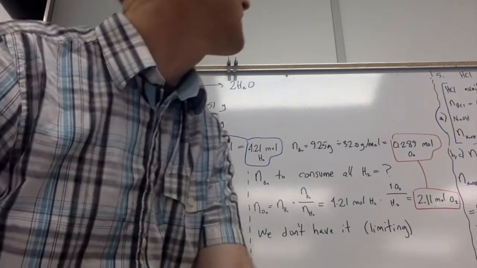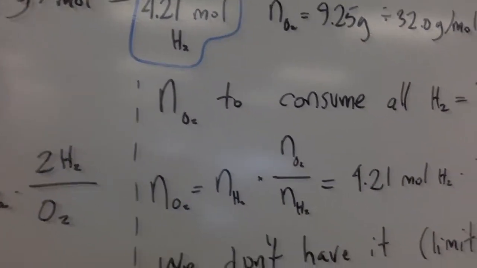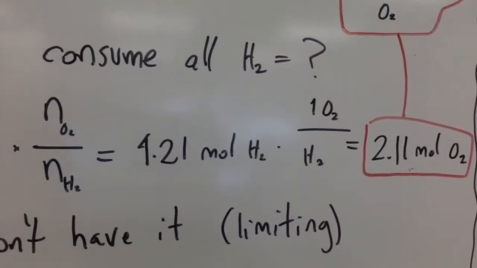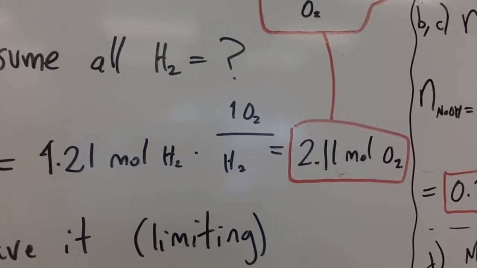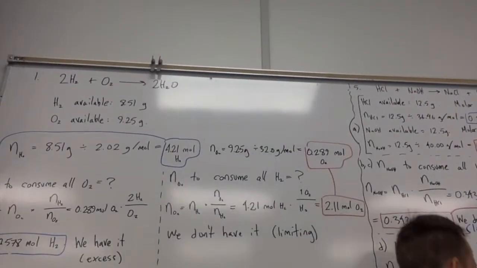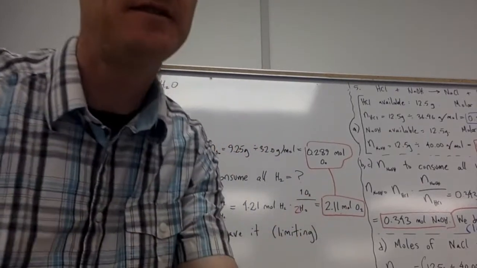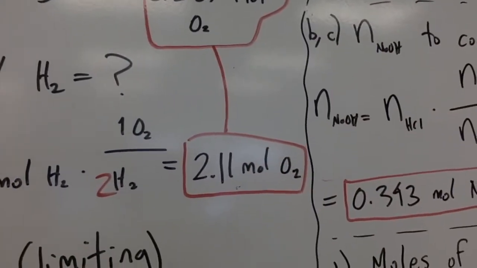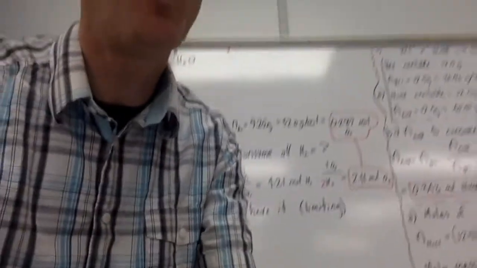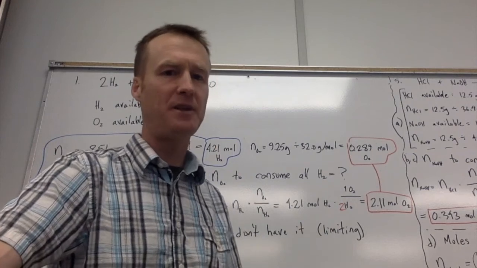By how much? Again, for this one, we say the number of moles of oxygen needed would be the number of moles of hydrogen times oxygen per hydrogen. It's 4.21 moles of hydrogen times the 1 oxygen per 2 hydrogen is 2.11 moles of oxygen. Sorry, I should have put a 2 right there. So that is dividing by 2, and that's how much oxygen we would need. Do we have it? No, we don't. We only have 0.289 moles of oxygen, so we're well short on the amounts of oxygen. That makes oxygen the limiting reactant.